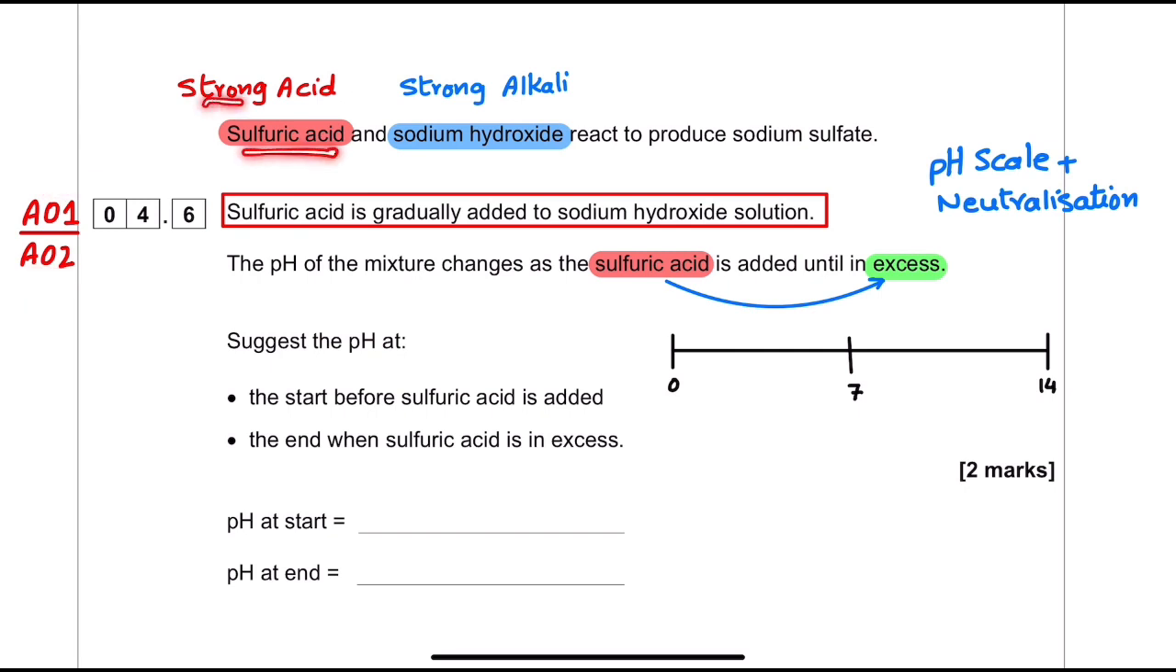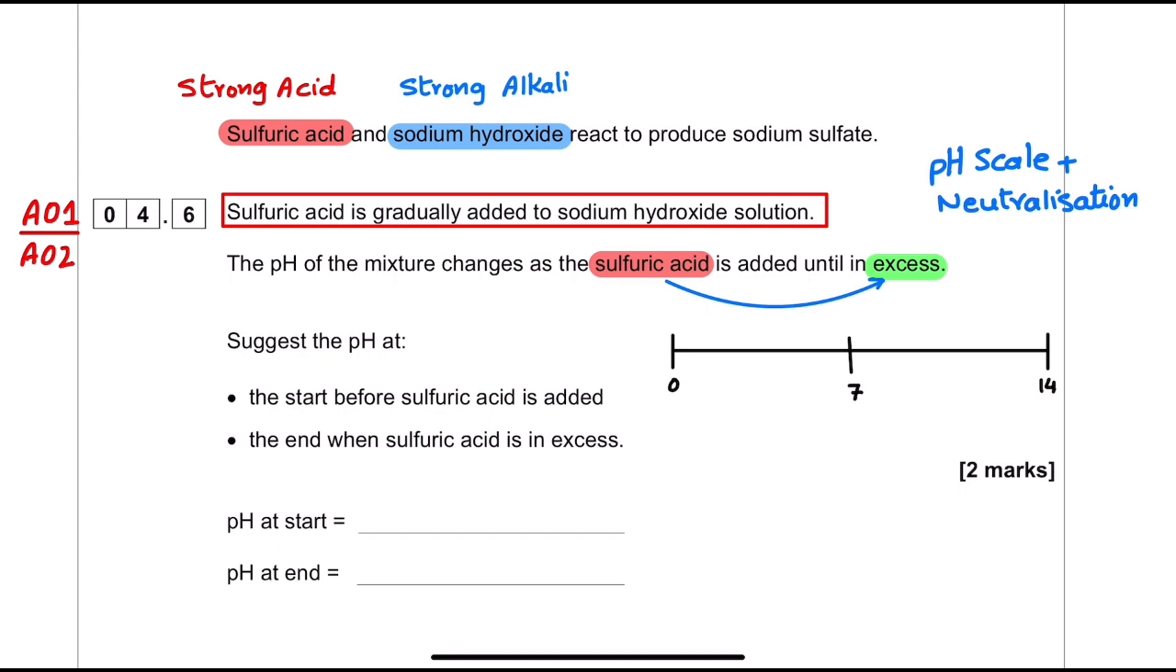Sulfuric acid, which is a strong acid, and sodium hydroxide, which is a strong alkali, react to produce sodium sulfate. So it is actually the neutralization reaction. Sulfuric acid is gradually added to the solution of sodium hydroxide. The pH of the mixture changes as the sulfuric acid is added until in excess.